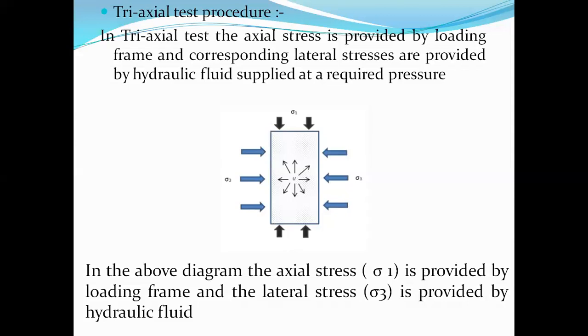As part of the triaxial test procedure, the axial stress is provided by the loading frame, and the corresponding lateral stress is provided by hydraulic fluid at a required pressure. Am I right? So sigma 1 is the longitudinal stress, and sigma 3 is the lateral stress, guys. In the above diagram, the axial stress sigma 1 is provided by the loading frame, and the lateral stress sigma 3 is provided by the hydraulic fluid.